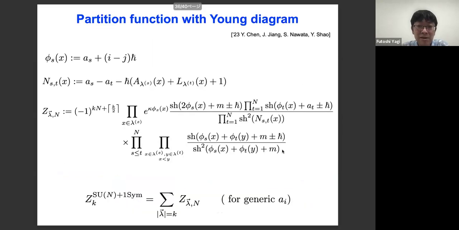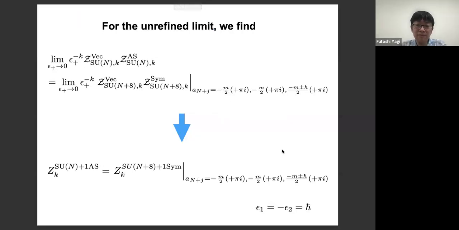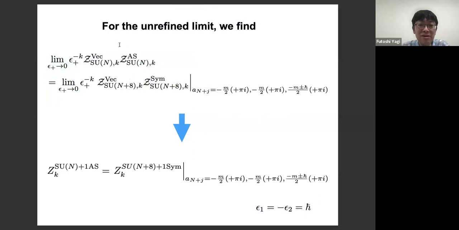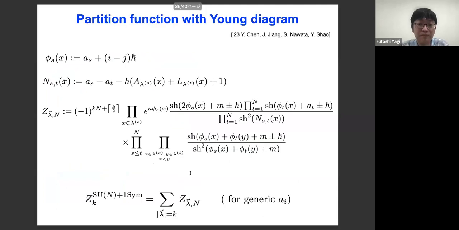Next, I also would like to discuss a subtlety. I said that the agreement of the integrand means the agreement of the partition function, but there is something non-trivial about this equivalence. So I would like to explain this in more detail.